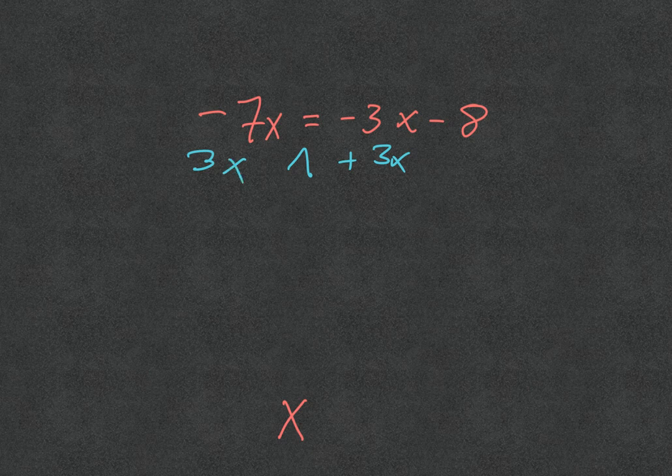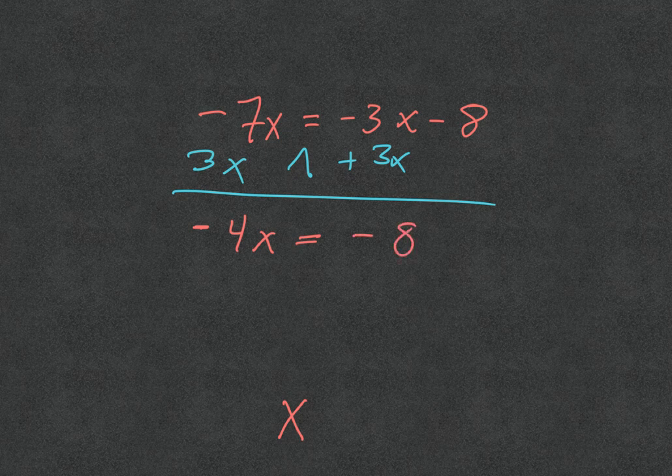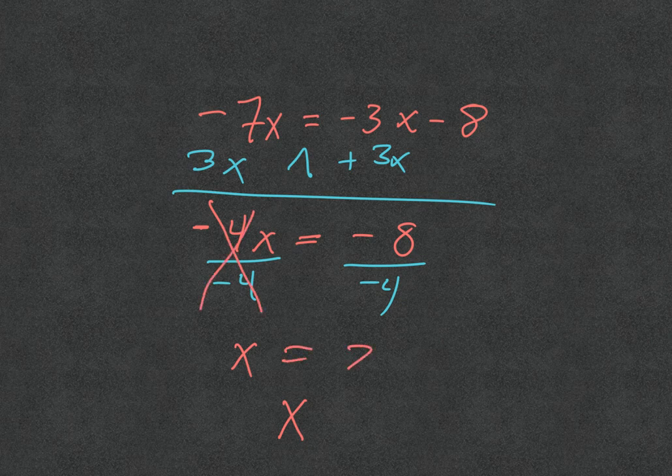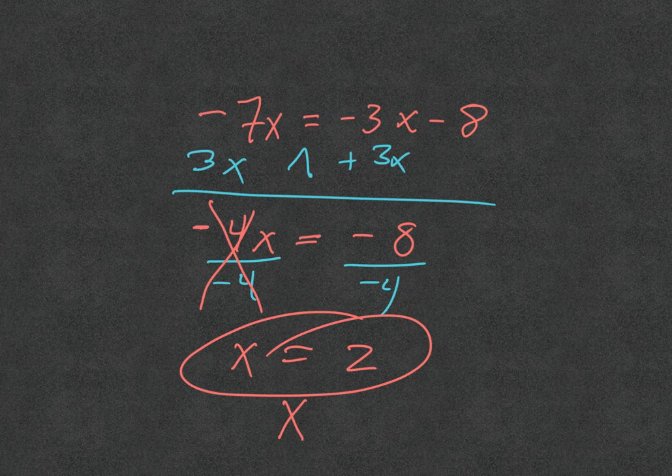Remember, it is a balance. Negative 4x. Sorry, it's a negative 4x because I have negative 7 adding 3, so now I only owe 4x equaling negative 8. Divide by negative 4, divide by negative 4. Those reduce to 1. x equals 2. There we go. That's a little bit on single variable equations.